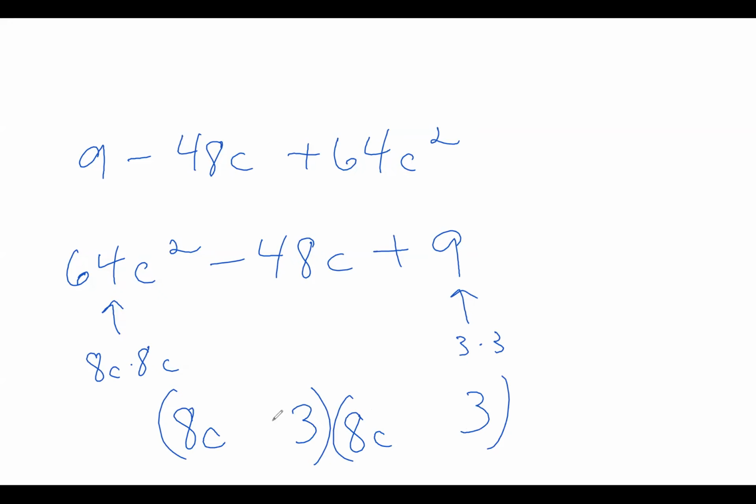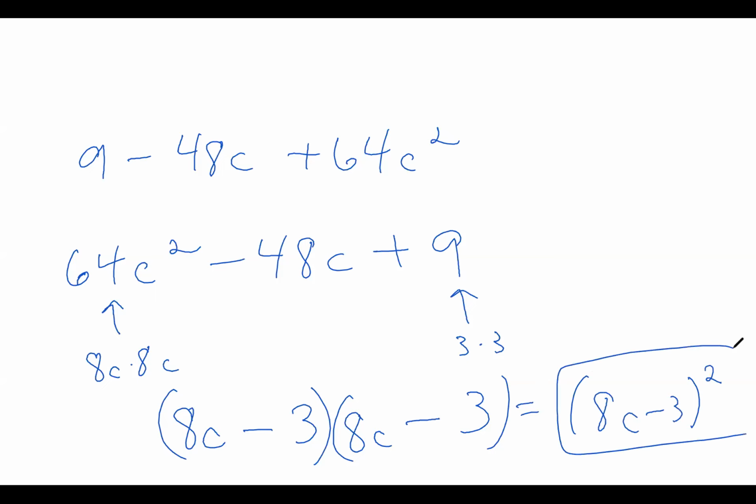It's just that I need to make a decision about signs here. 3 times 3 is 9. The 9 is positive, so that means either both of the 3's need to be positive or both of them need to be negative. In this case, they both need to be negative, okay, because of that minus sign that was in the original problem with that minus 48c. So this is another way to write our answer, 8c minus 3 times 8c minus 3, or 8c minus 3 squared.